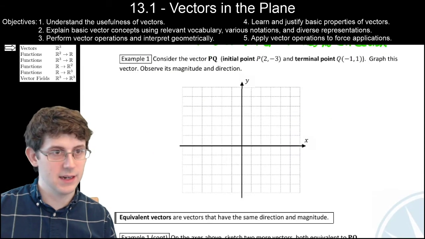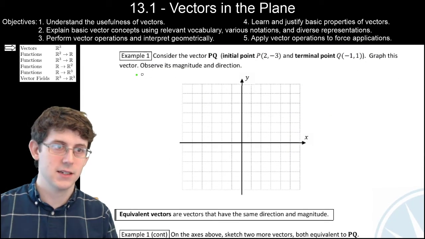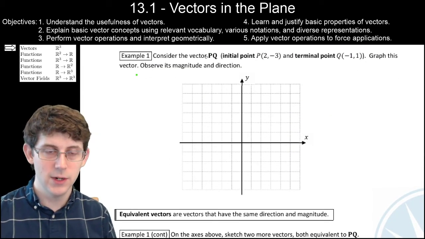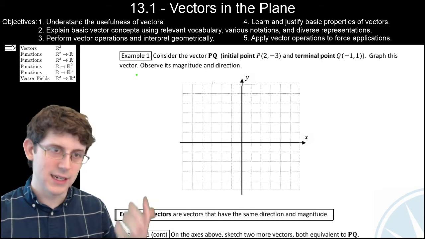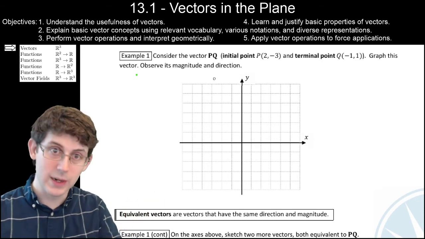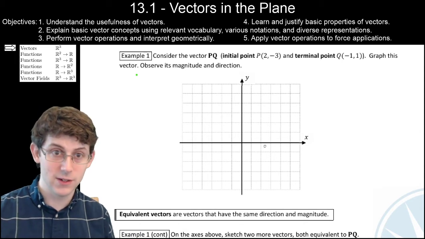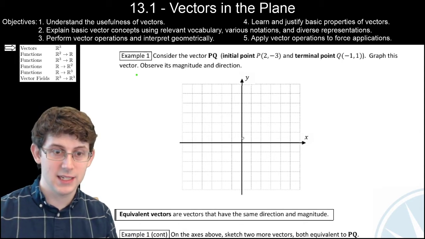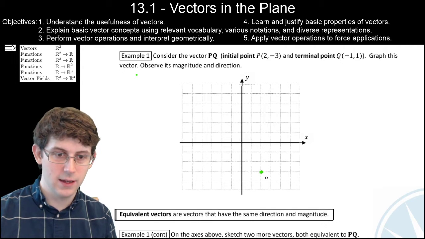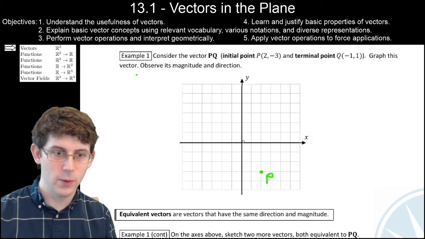Okay, let's get a picture of some vectors. So we'll call this vector PQ. This is one way to refer to a vector: you give a start point and an end point. We will almost never refer to them this way. This is just how we introduce them. So we'll say start at the point (2, -3) and end at the point (-1, 1).